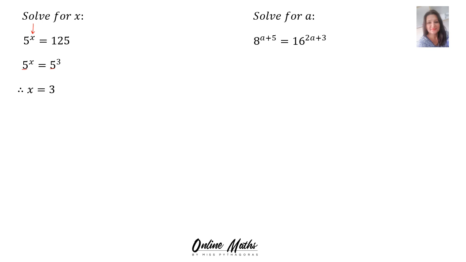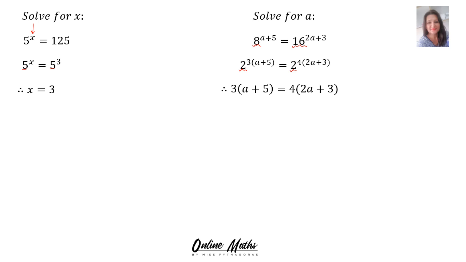The second example, solve for a. Now your problem here is your bases are not prime numbers. So 8 you can prime factorize and it becomes 2 to the 3 raised to the power a plus 5, and 16 prime factorized is 2 to the 4 raised to the power 2a plus 3. Then the law, your bases are the same, therefore you can equate exponents and it becomes 3 bracket a plus 5 is equal to 4 bracket 2a plus 3.